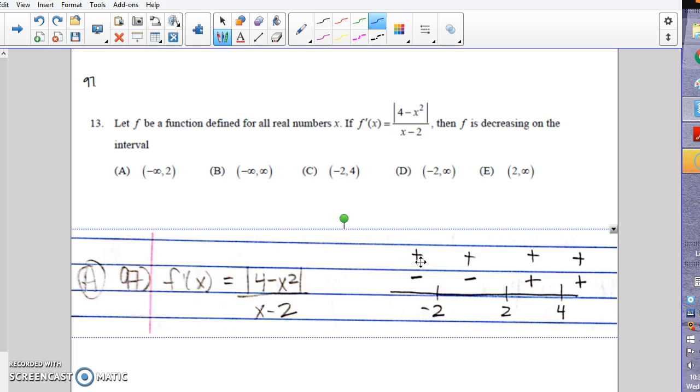The top is absolute value, so it's always positive. The bottom is negative, negative, positive, positive. So overall negative, negative, positive, positive. So it looks like it's decreasing from negative infinity to 2.